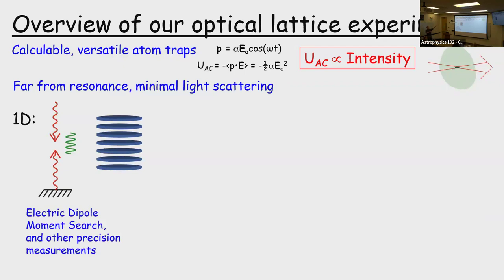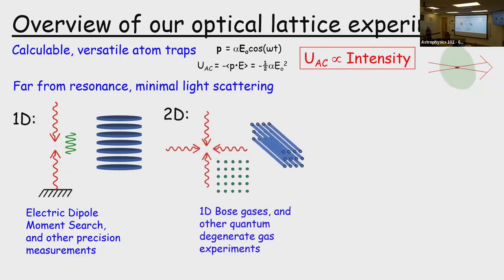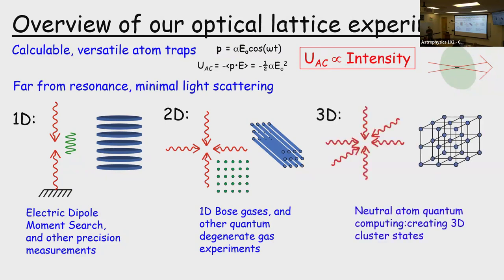If you make light of interesting shapes, you get interesting shaped traps. So a one-dimensional optical lattice can be a retro-reflected laser beam, which gives you a stack of pancakes, and we use that kind of lattice in my lab to do measurements on the electron wave. If you have a two-dimensional optical lattice, it gives you an array of either maxima or minima that traps the atoms in tubes, and that's the experiment I'll be talking about today. If you have a three-dimensional optical lattice, you get something more like a crystal lattice, and that's the kind of lattice we use to study single atom qubits. What we're trying to do in that experiment is create large 3D clusters.